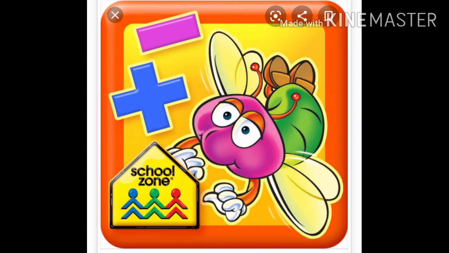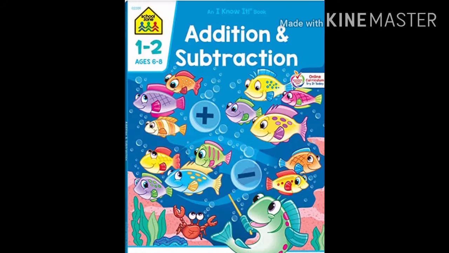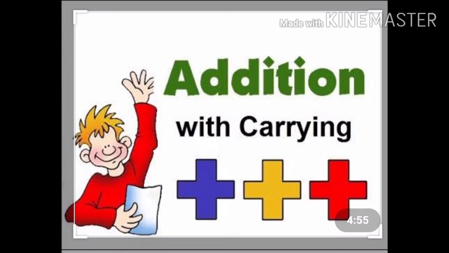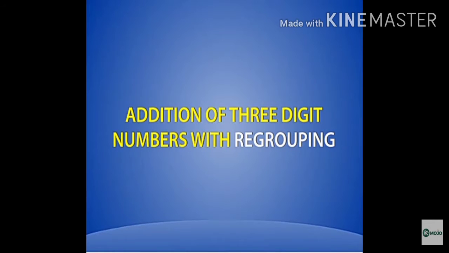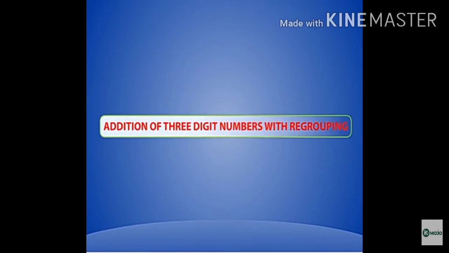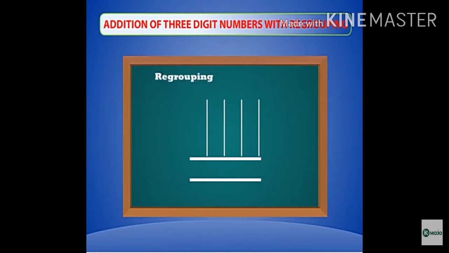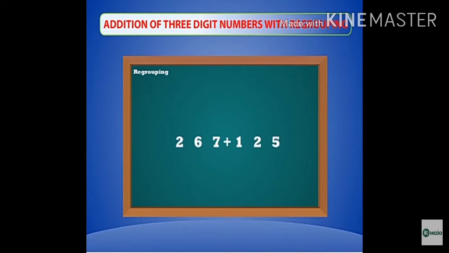Today we are going to revise addition and subtraction sums. Let's start addition with carrying of 3-digit numbers with grouping. This is the ones place, this is the tens place and this is the hundreds place. Let's add 267 and 125.